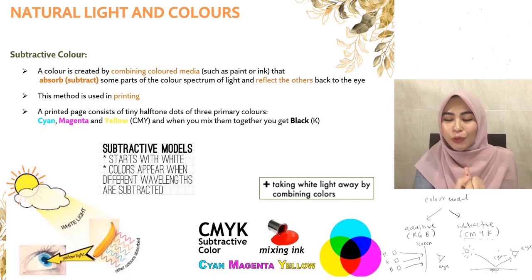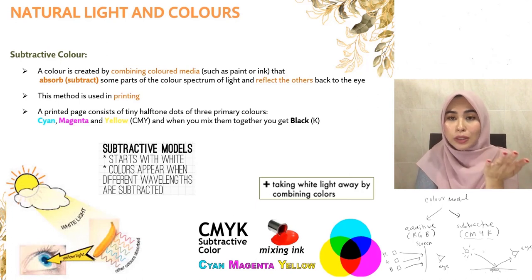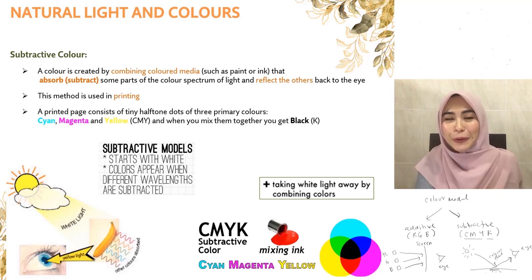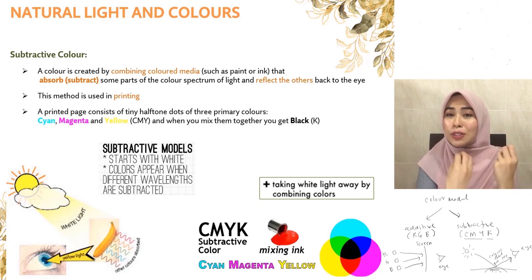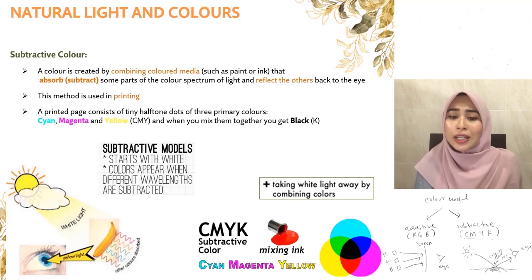Okay, so let's say we combine cyan and magenta, for example, then we produce another color. How do we see that color? Because all the other colors will be absorbed or subtracted, and the thing that we see is that particular color. You get what I mean? So anything that is not a part of what we see will be subtracted or absorbed within that material. This is why we call it a subtractive color.